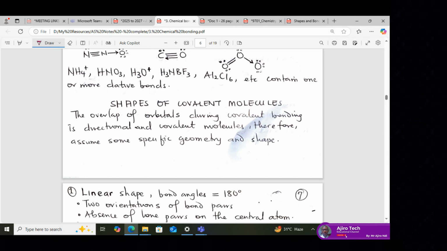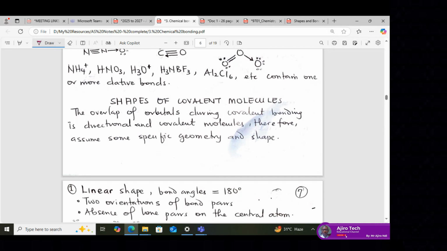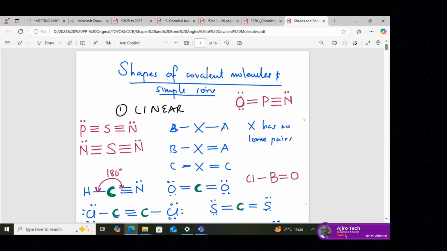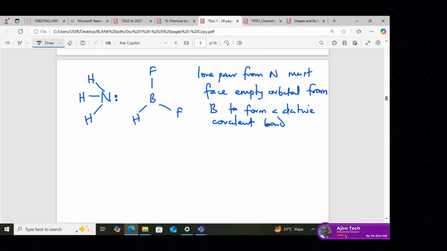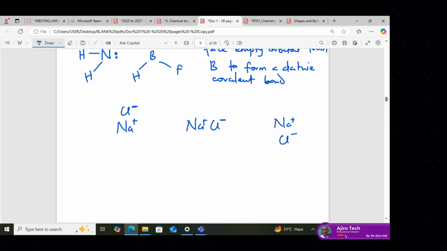They assume shape. When you are combining sodium and chloride together, look at the sodium. The chloride can come from the top, from the side here, from the bottom, or from the back. They will attract themselves. It doesn't matter where it comes from. Can you see now? Anywhere they come from, they will attract themselves. Not so in covalent molecules, not so.